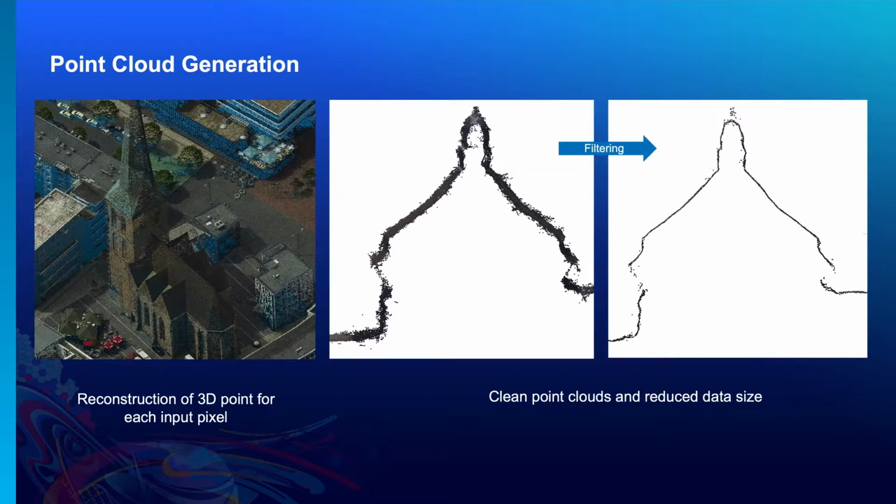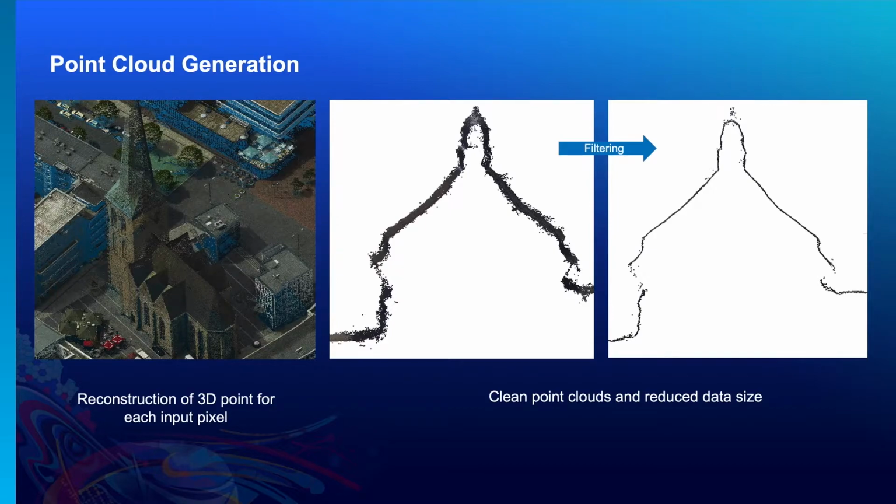During the point cloud generation, we reconstruct each and every pixel in the input imagery as a 3D point. And if you think about it, if the input data set has 10,000 images, we are actually talking about terapixels of input images that will create points. So this will create a massive amount of data.